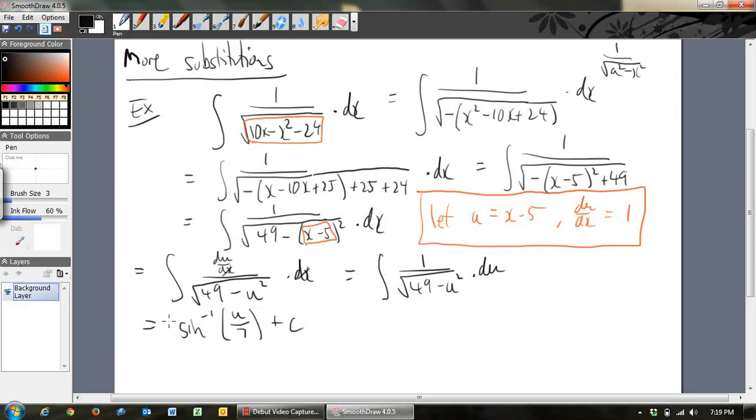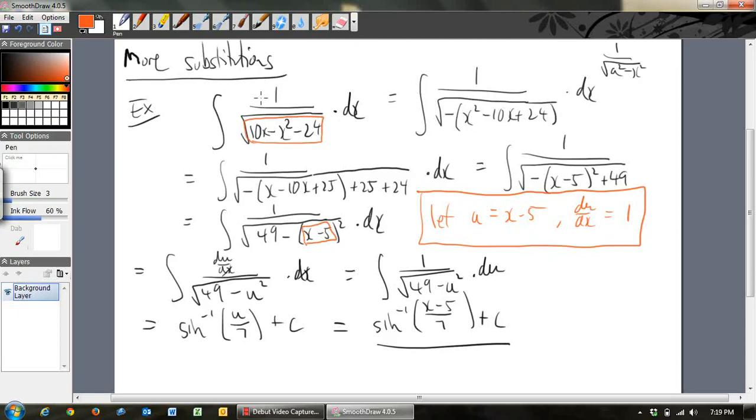Fantastic, we're able to do that. We can't leave it in terms of u, so we need to substitute our value of u. What was our u? I've lost it. x minus 5. So this is equal to sine inverse of (x minus 5) over 7, plus c. And there's your answer, a more complicated one. The thing to look for is, if you've got a quadratic, possibly you could try completing the square if you're looking to make a substitution.